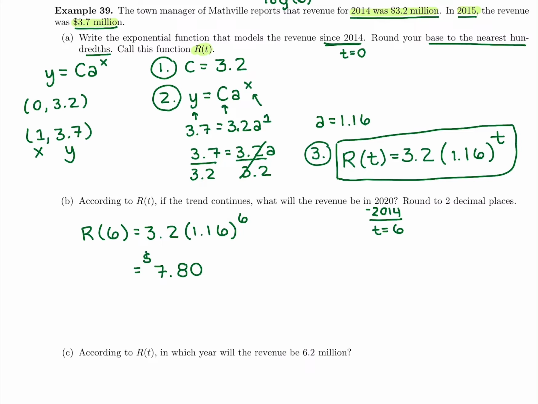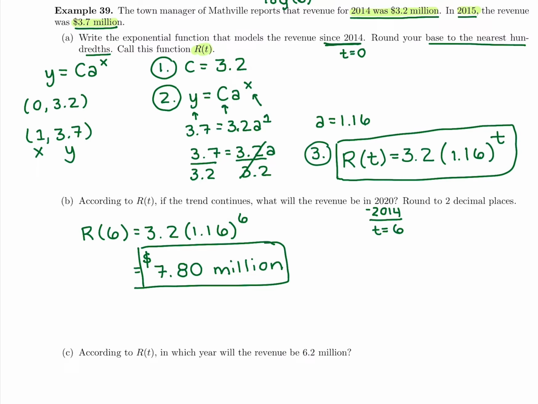We're talking about money for revenue, but it's just not $7.80. It's $7.8 million. So a huge revenue in 2020, $7.8 million, whereas we started at $3.2 million in 2014. So they're definitely doing well.